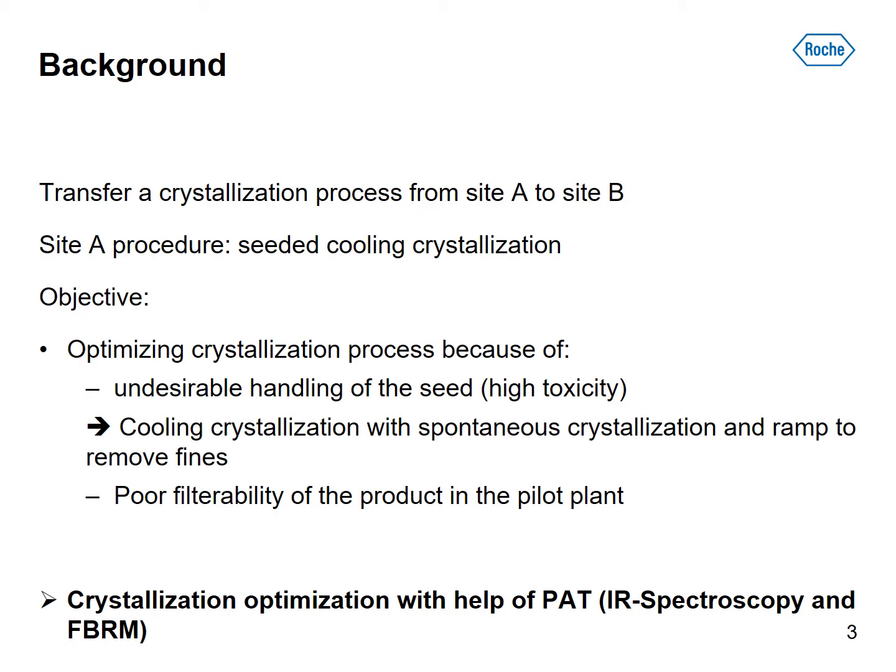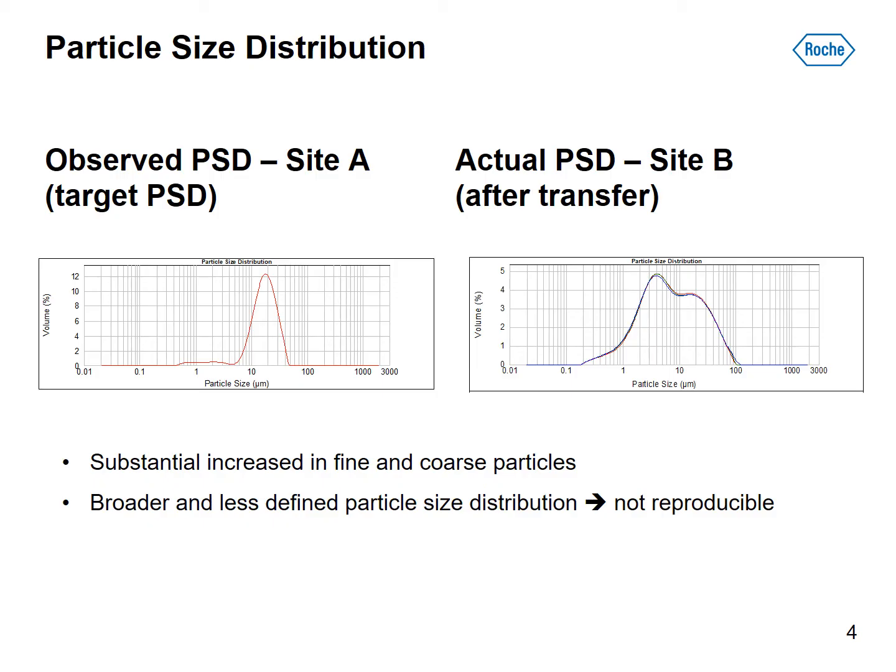Therefore, we equipped an Optimax reactor with an IR spectrometer 45M and an FBRM. We tried to reproduce the crystallization procedure from site A on our side, but unfortunately we didn't meet the targeted particle size distribution. You can see in the graphic on the right-hand side that our distribution was much broader, with a big increase in fine and coarse particles. It looks very close to a bimodal distribution. The distribution overall is less defined and much broader.